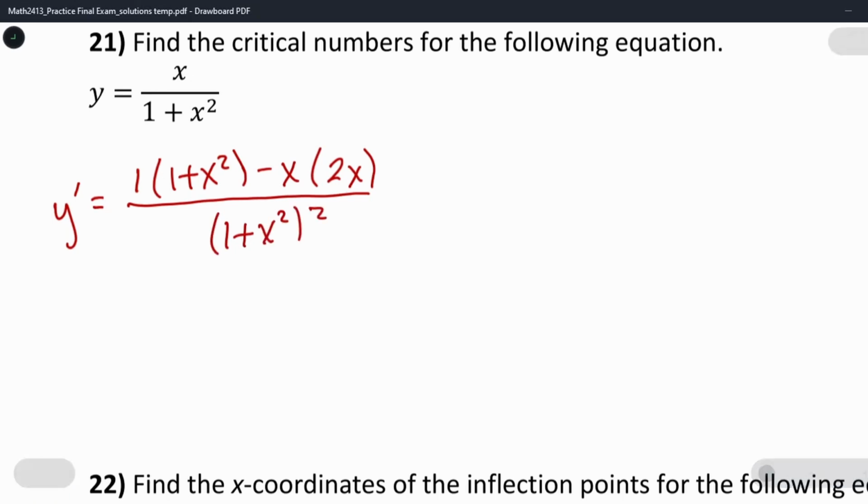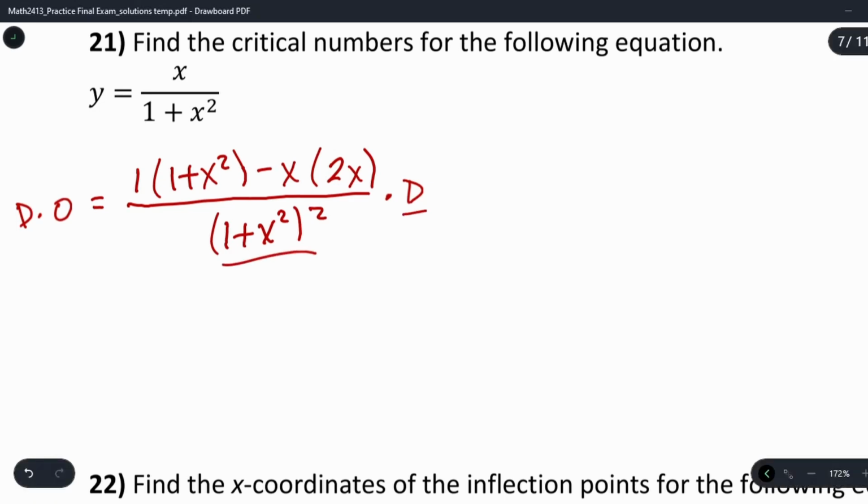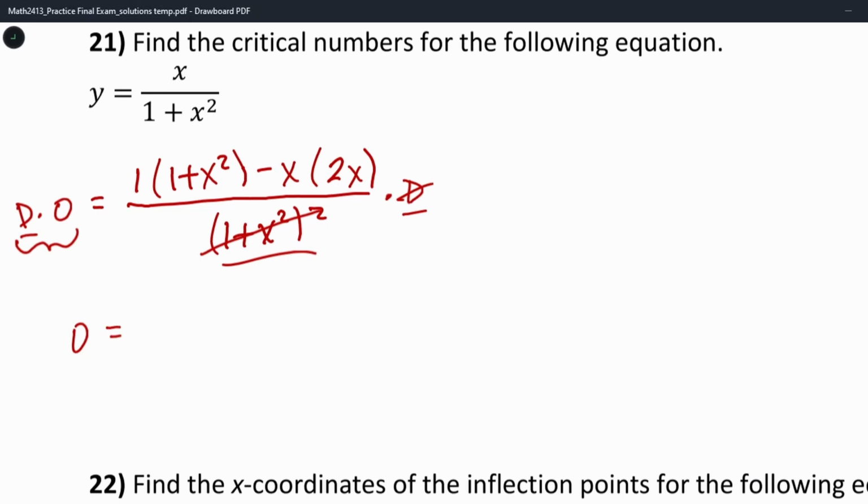And then we need to set that equal to 0 and solve for x. So replacing y prime with 0. Notice if I multiply both sides by the denominator, here instead of recopying all this, I'm just going to say d for denominator. If I multiply both sides by the denominator it will cancel, and over here we still have 0. So really we're just concerned with where the numerator equals 0.